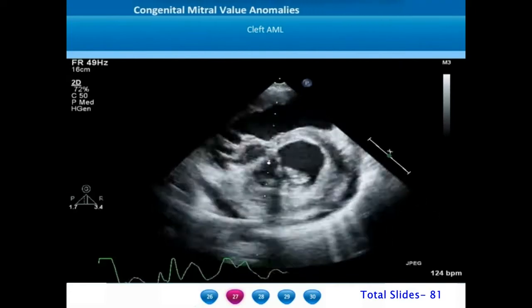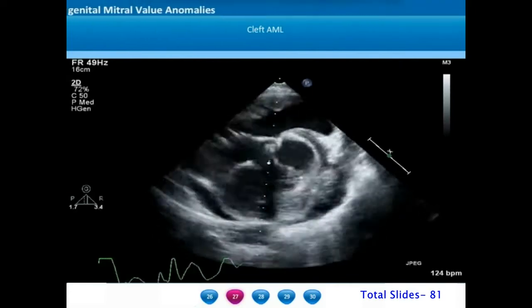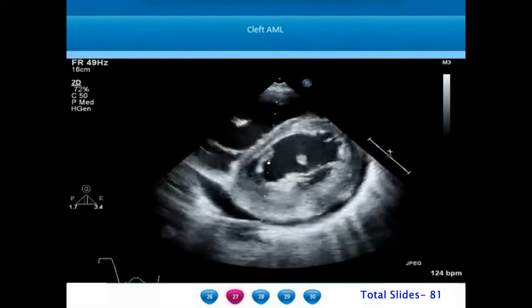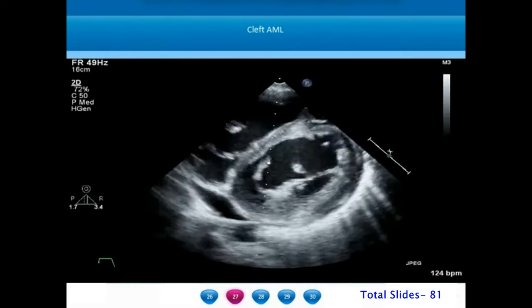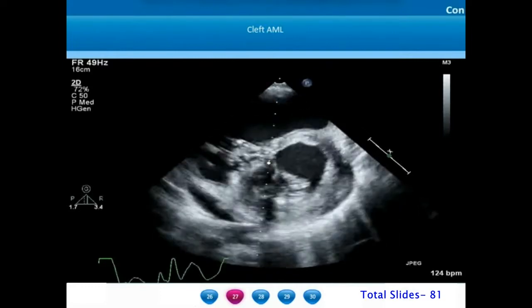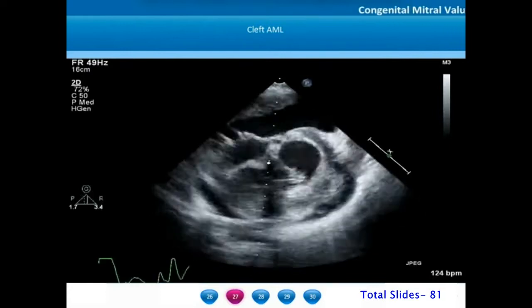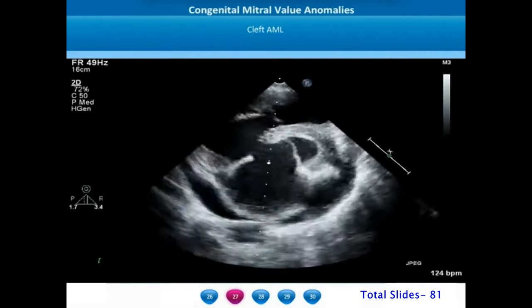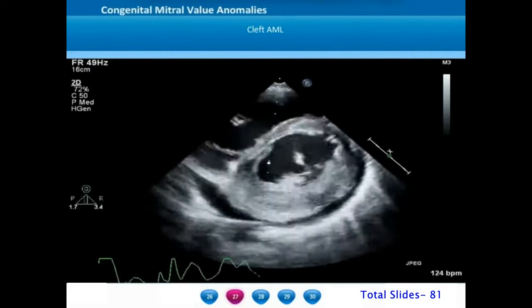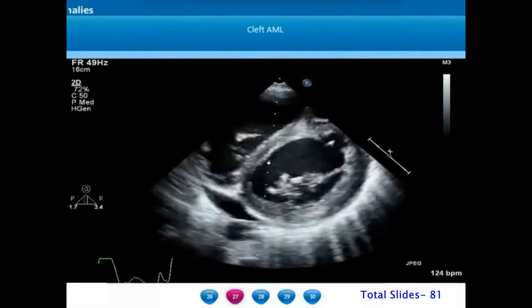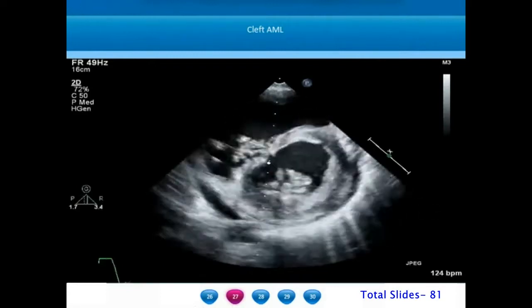In this parasternal short axis view, we are able to appreciate the cleft of the anterior mitral leaflet. The cleft is directed towards the interventricular septum. The anterior mitral leaflet is divided into two halves and the cleft contributes to the mitral regurgitation. The cleft is caused by the zone of opposition between the remnants of superior bridging leaflet and inferior bridging leaflet of an AV septal defect.